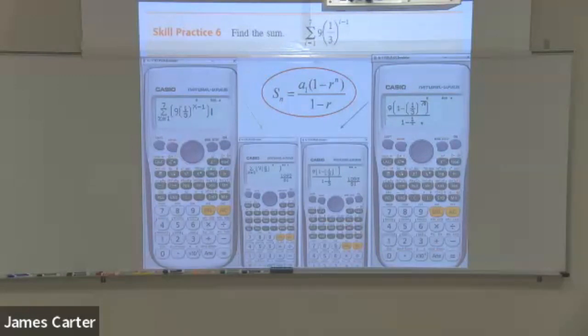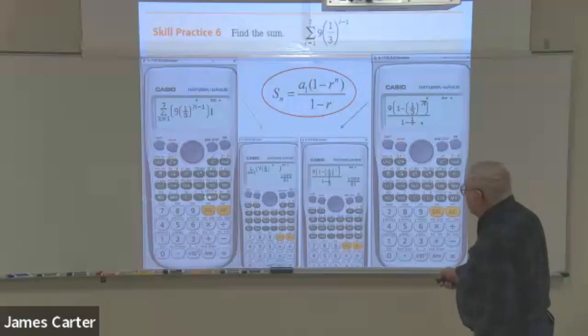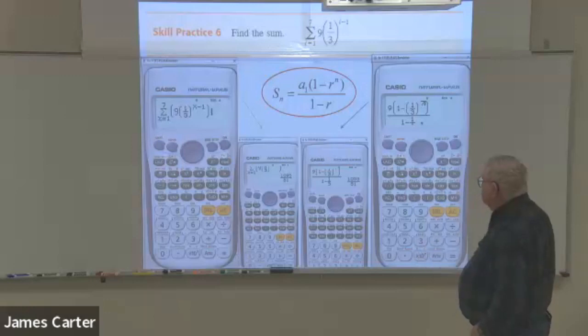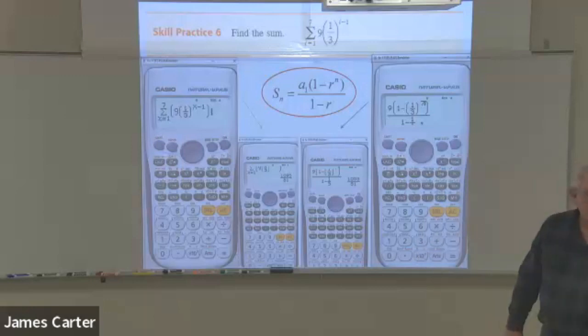For the X, did you just do alpha and then the? I did alpha and right here. Thank you for asking. And for the summation, I did shift and right here. That's just there. Yeah. No, you got it right. Okay, I typed it in wrong.